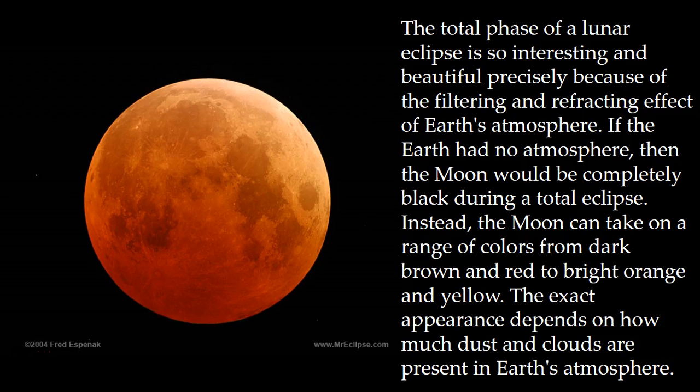The total phase of a lunar eclipse is interesting because it's beautifully precise with everything that goes on. There are several different alignments that we can get, but how we perceive the moon is really based on the interactions of our atmosphere and where the sun is in relation to the moon. It can take a range of colors from dark browns to reds to bright orange and yellows.